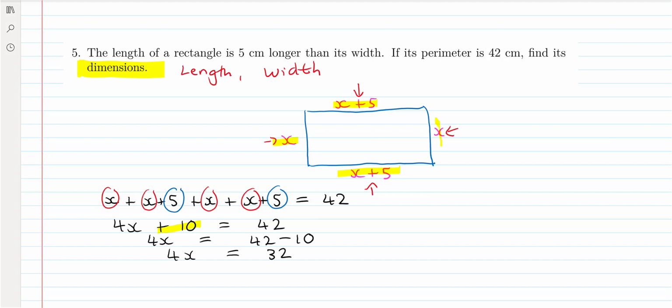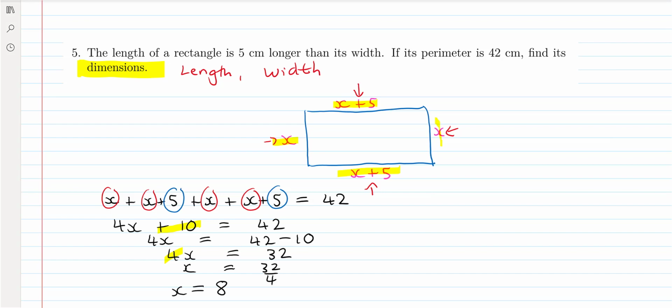So we've got 4 times x is equal to 32. Using inverse operations, the inverse of times is divide. So we'll divide both sides by 4, and that'll cancel out the 4 on the left hand side. We need to divide both sides by 4 because we need to keep the equation balanced. So we have that x is equal to 32 divided by 4, and 32 divided by 4 is 8. So x is equal to 8.